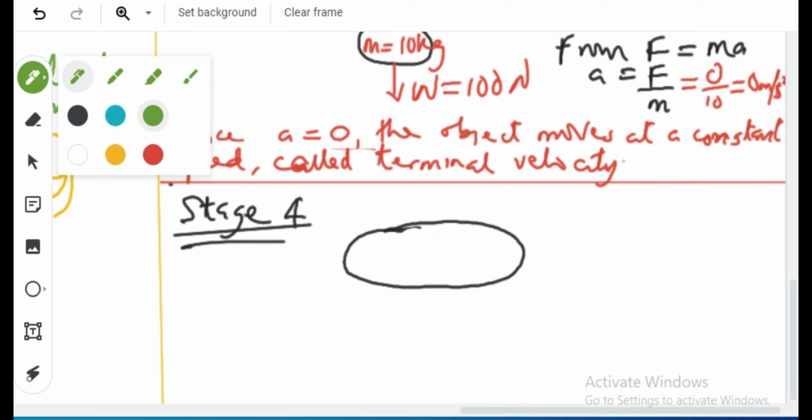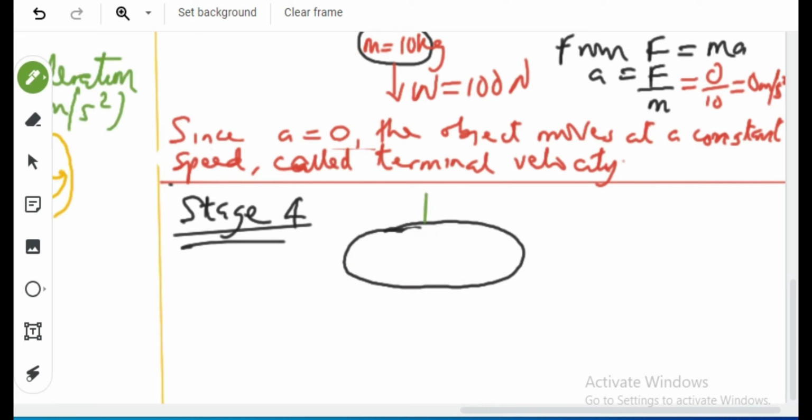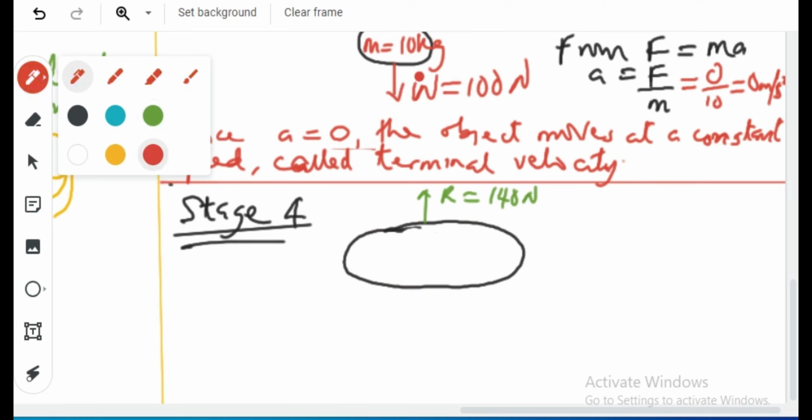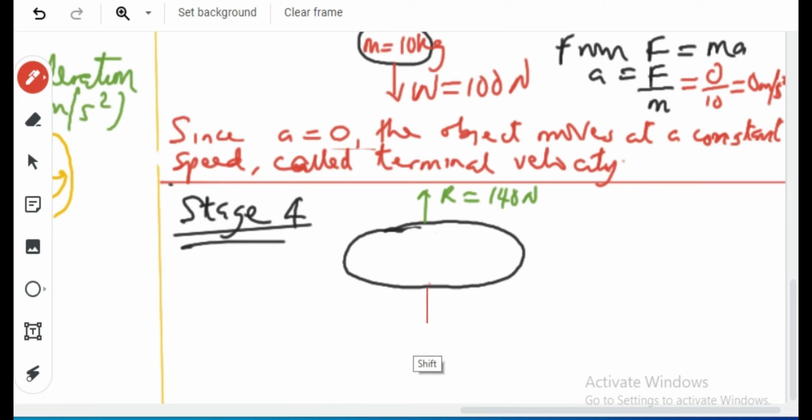Give me a value for the air resistance. Let's say the air resistance increases to say 140 Newton. What's the value of the weight? The weight is still 100 Newton, isn't it? Alright, let's find the resultant force. By the way, the mass is still 10 kg. Okay, so resultant force F is what?